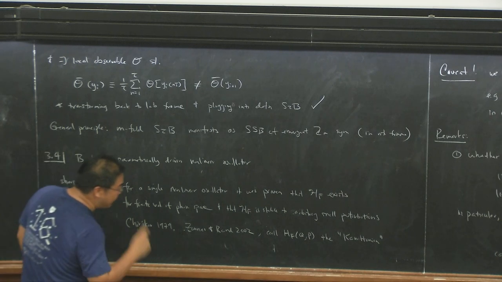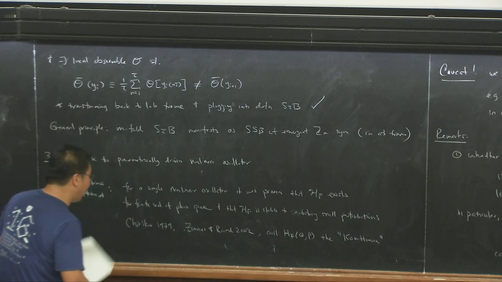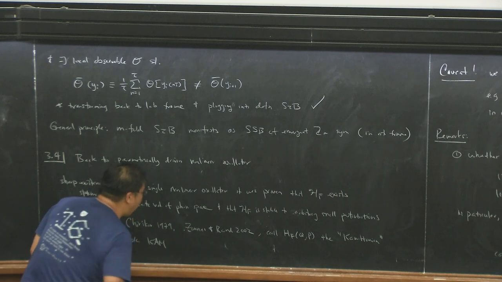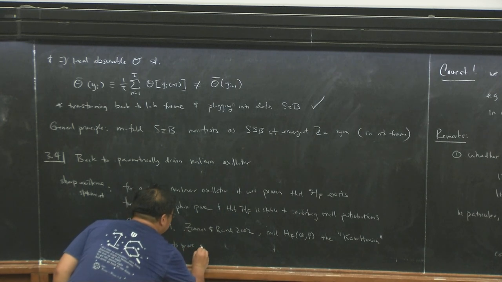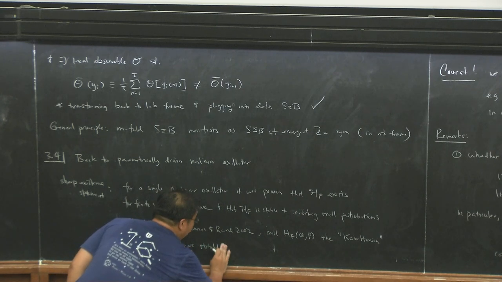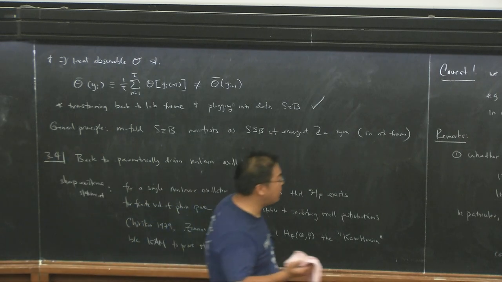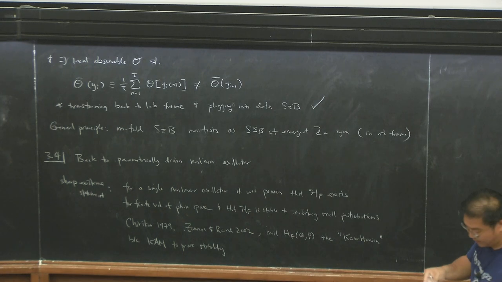Yes, so Zounds and Rand prove and construct H_F of Q, P. They call it the Kamiltonian, and the reason they call it that is because they use KAM, the Kolmogorov-Arnold-Moser theorem, to prove stability. They rely on the KAM theorem, which is a property of stability in classical few-body dynamical systems. They use that to prove the stability of this effective Floquet Hamiltonian.